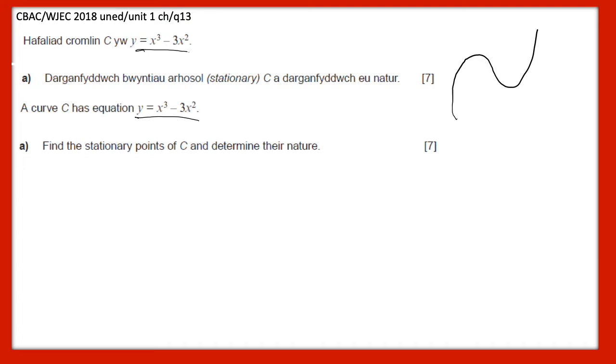So if we're interested in stationary points, those are the points at which the gradient is not changing. It is neither positive nor negative, and seeing as it's neither positive or negative, it follows that the gradient, and we're in a Cartesian format here, so therefore gradient is given by dy by dx, and dy by dx has got to be equal to 0. So clearly what I need to do in this particular case is start with my cubic equation, y equals x cubed minus 3x squared, and I need to differentiate it.